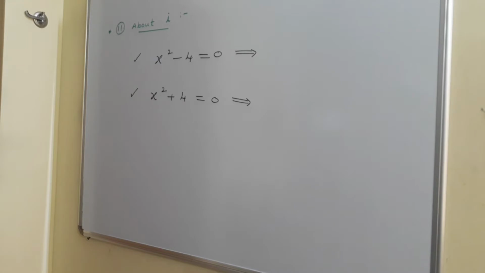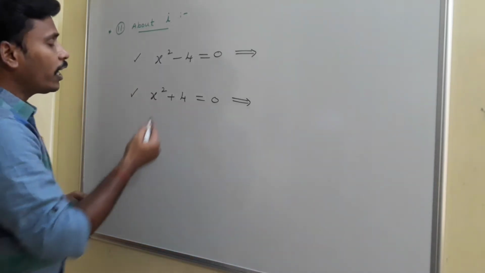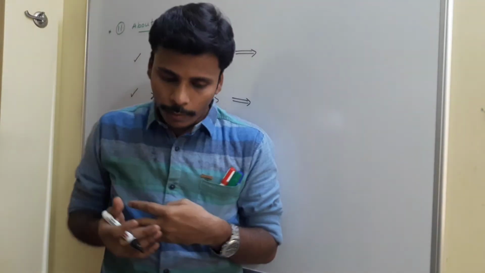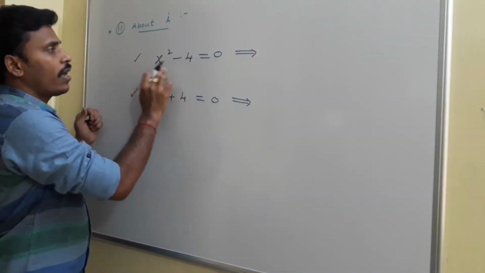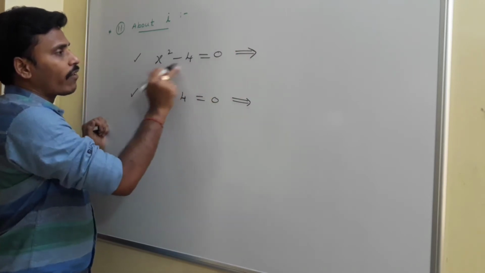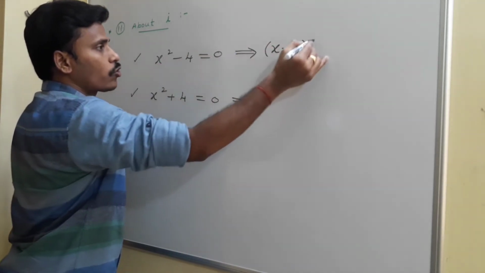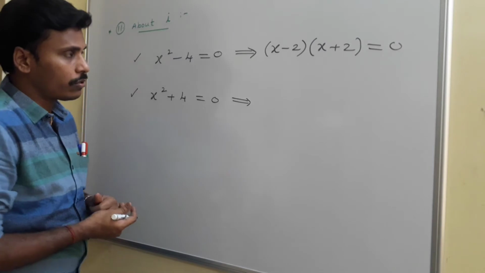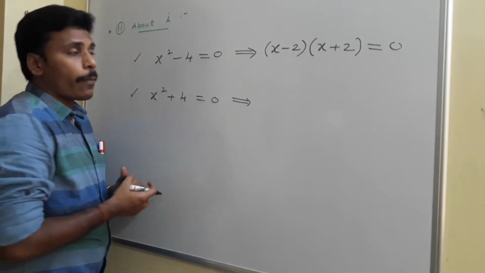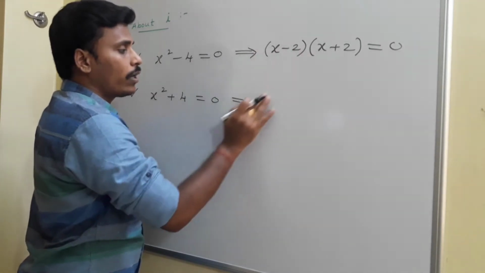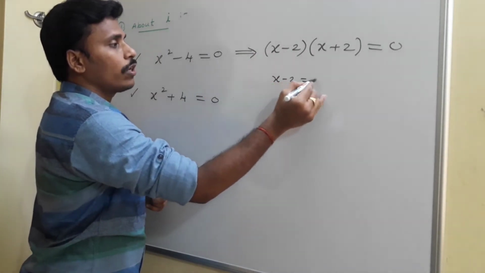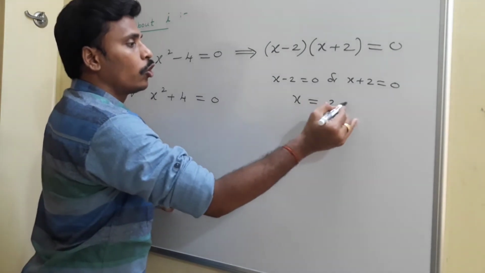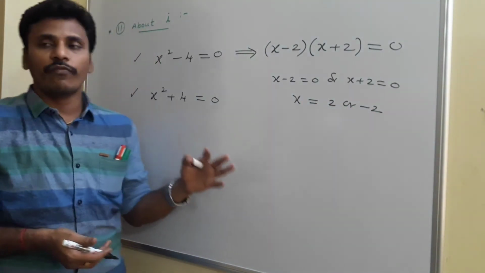Your second equation on the board is x square plus 4 is equals to 0. We need to find the roots for this. To find roots we have different methods: factorization method, perfect square method, and formula method. First, consider x square minus 4 is equals to 0. If you factorize, it becomes (x minus 2)(x plus 2) is equals to 0. Whenever the product becomes 0, either this one or that one is 0. That means either x minus 2 is equals to 0 or x plus 2 is equals to 0. From there, your value of x is 2 or minus 2. That's what we learned from the factorization method.